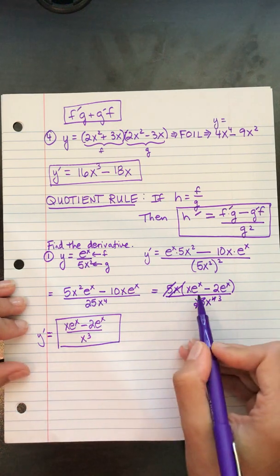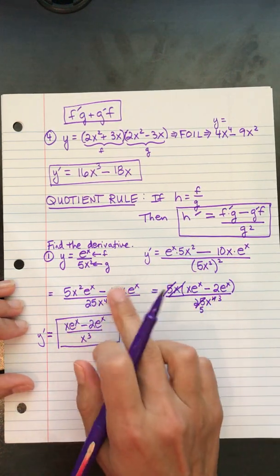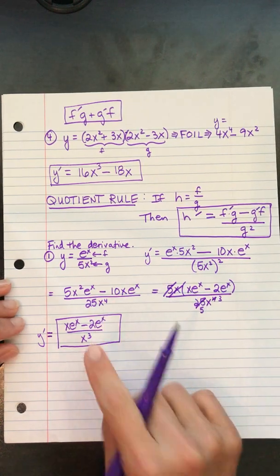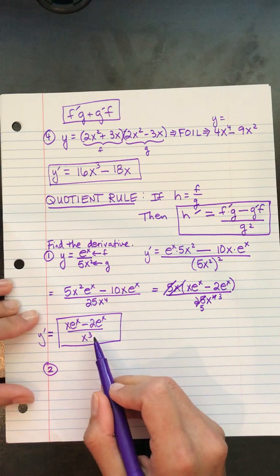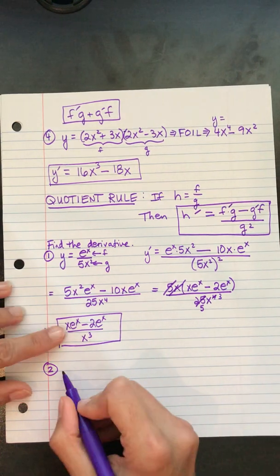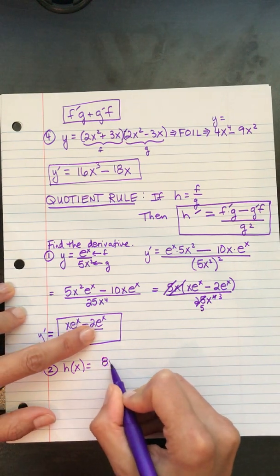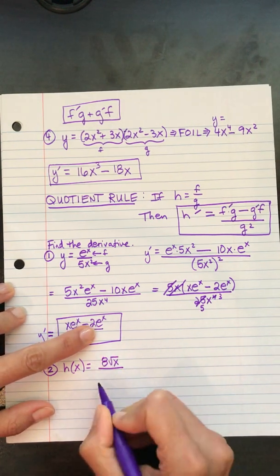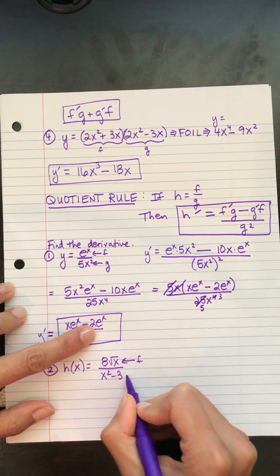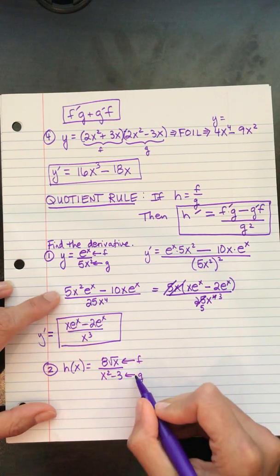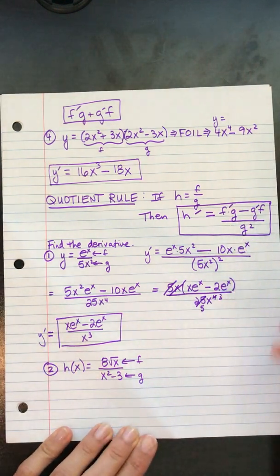Okay, and I say within reason. If it gets really, really ugly and complicated, we're just going to leave it at the very first step. But this was easy enough, okay? So, number 2, easy enough to factor out and reduce, that is. What if we've got h of x equals 8 rad x over x squared minus 3. So this is f and this is g, okay? Top and bottom, numerator and denominator. We're going to follow the quotient rule.